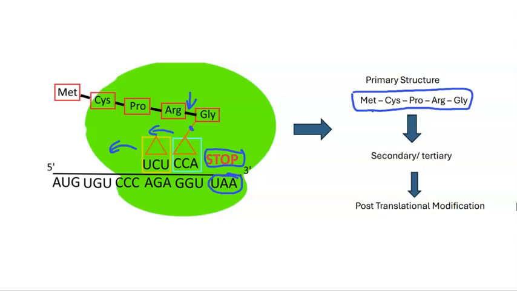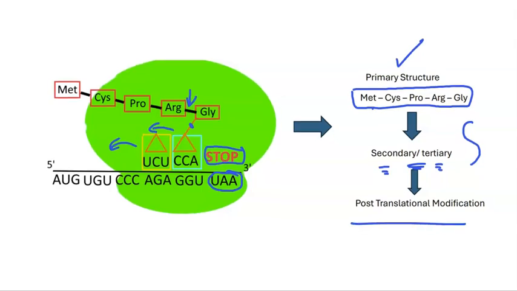and glycine. That's the primary structure, but of course this is already forming up into secondary and potentially, with a long polypeptide chain, tertiary structures as well. These structures, these proteins, are subject to post-translational modification.